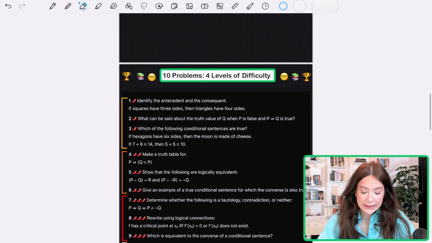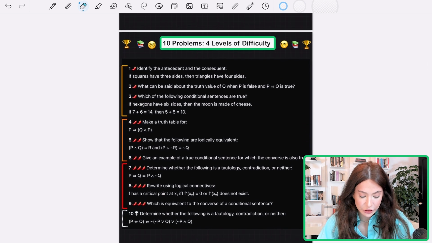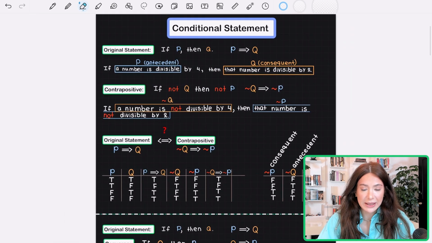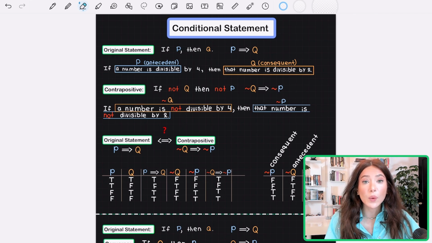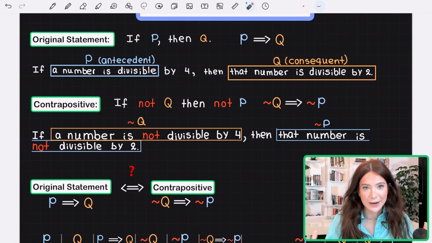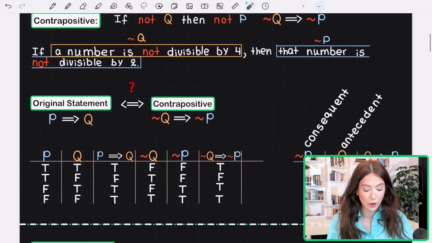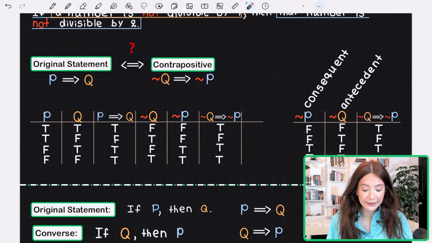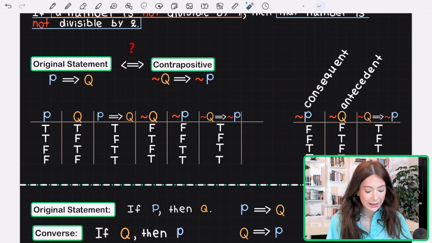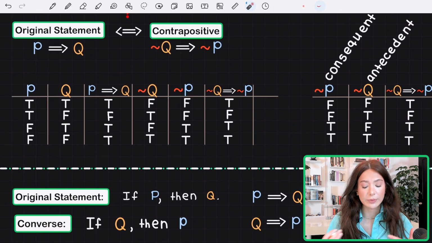Before I start solving these 10 problems, I want to remind you of something really important. Whenever you have a conditional statement, and you can choose whatever specific example you want, going forward I'm just going to be using if P, then Q, where P is the antecedent and Q is the consequent. If you want a more real life example, I have given you one here, but you can come up with your own. What I want to really highlight is that with conditional statements, the order of antecedent and consequent matters. Here I was trying to come up with a contrapositive truth table.